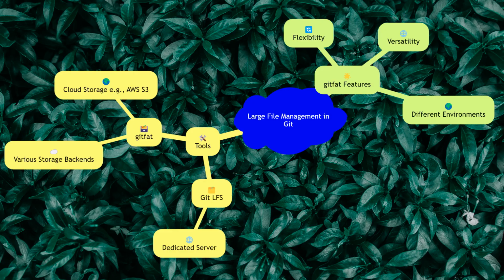Git Fat is another tool designed to handle large files in Git repositories. Unlike Git LFS, which uses a dedicated server for storing large files, Git Fat allows you to use various storage backends, including cloud storage services like AWS S3. This flexibility makes Git Fat a versatile option for managing large files in different environments.